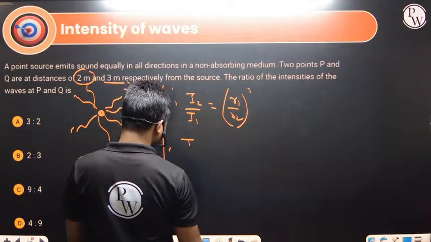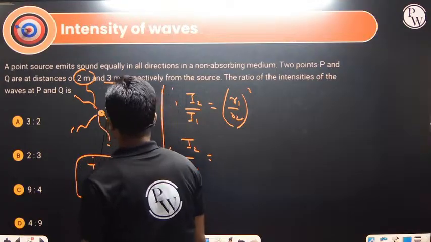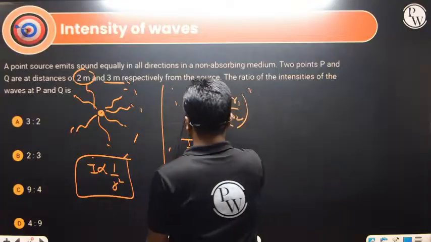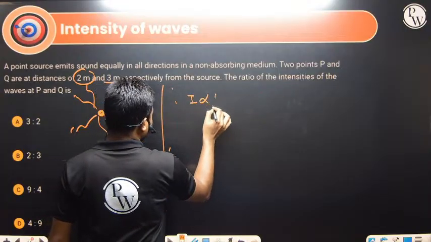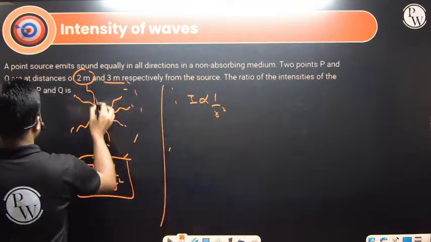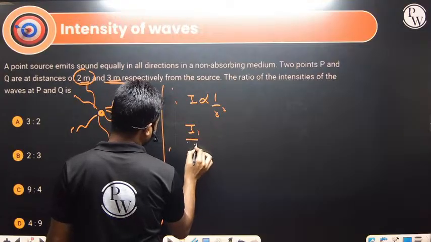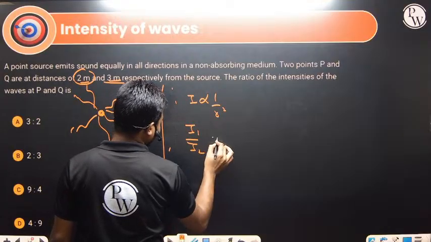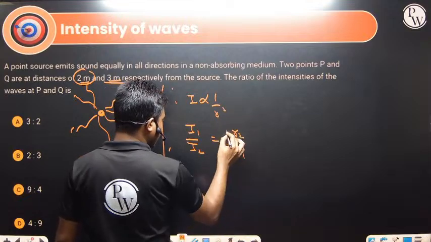So what is I1? I'll write I1 by I2, sorry. Intensity is proportional to 1 by r square. Initially how much distance? 2 meter and 3 meter. So here I'll write I1 by I2 is equal to (R2 by R1) whole square.